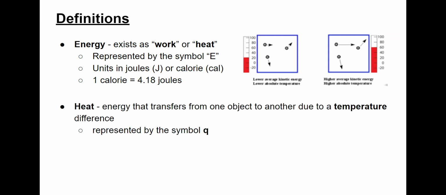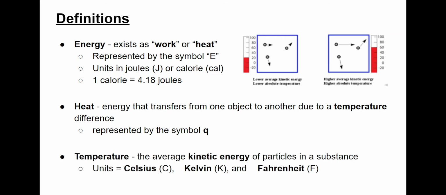Heat is not exactly temperature, but it's related. Heat is energy transferred from one object to another due to a temperature difference, and it's represented by the symbol Q. Temperature, on the other hand, is a measure of average kinetic energy, and it has different units depending on what scales we're using, the Celsius, Kelvin, and Fahrenheit scales.